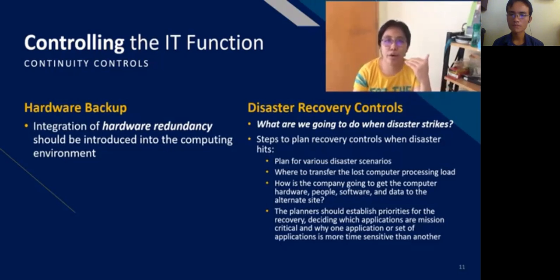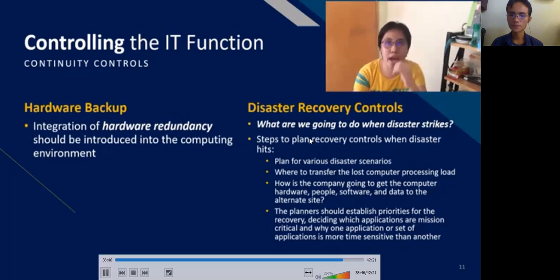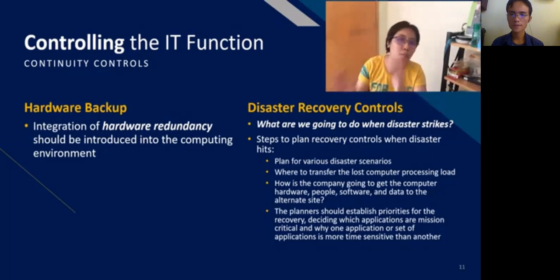And next is, how is the company going to get the computer hardware, people, software, and the data to the alternate site? That should come along with the second question, where you would transfer your lost computer processing load. By then you should already have thought about your backup strategy. You should know how you would transfer all your data, all your computer infrastructure, and the people into another site, wherein you can still continue your processes and handle your business, without compromising your hardware, your data, your people, and the software that you are using in your main site.